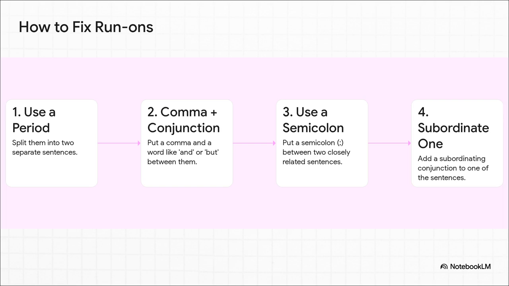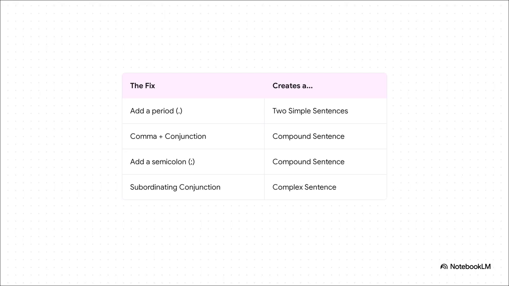And this right here, this table, is the ultimate takeaway. Each tool doesn't just fix the problem, it actively builds a specific type of sentence. Using a period, you get two simple sentences. Use a comma and a conjunction or a semicolon, now you've built a compound sentence, linking two equal ideas. And if you use that subordinating conjunction, you create a complex sentence, showing that one idea depends on the other. You have the power to choose what you want to build.